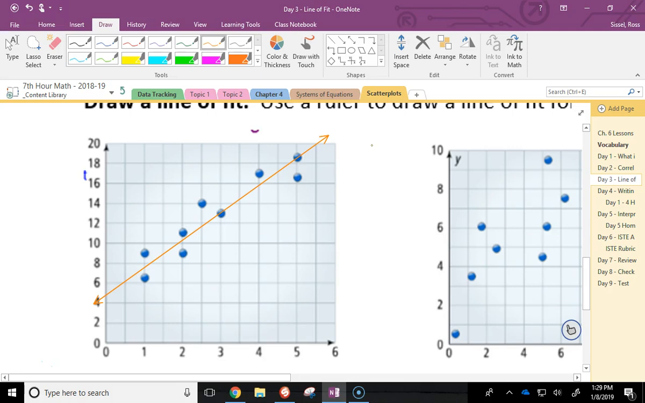Look at this first one. Let's stay on task so we can get done. On this very first one, notice where I made my line. There's two things I want to point out. Straight line.